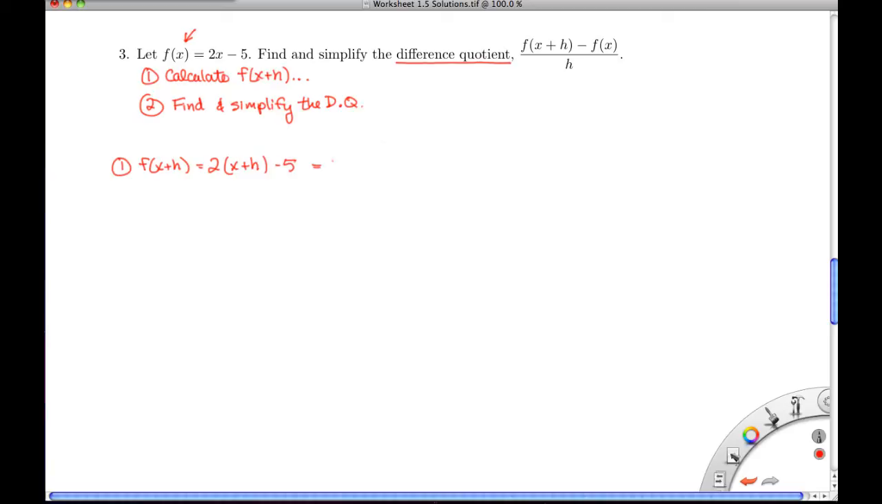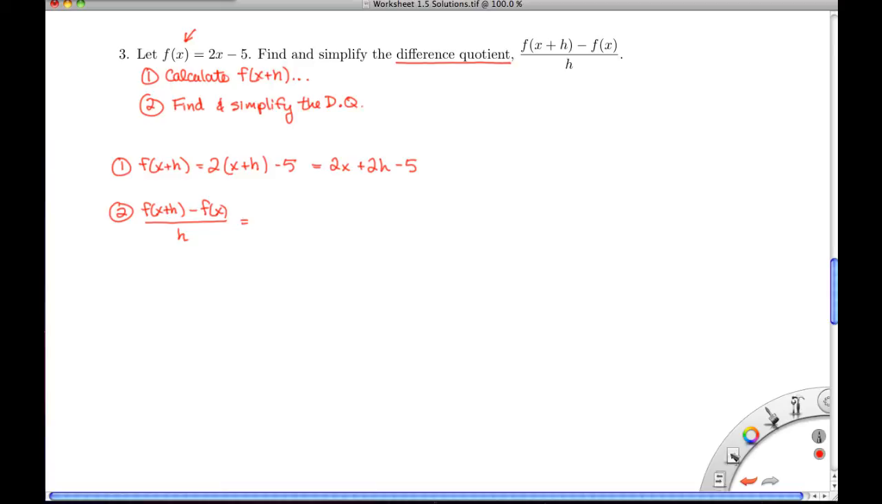So we'll distribute the 2, and we'll get 2x plus 2h minus 5. And that's good. So we're just going to go ahead and leave it like that. So that's our f of x plus h, which is going to come in handy in the second step where we actually find and simplify the difference quotient. So the difference quotient has been defined for us as f of x plus h minus f of x divided by h. And aside from the h, we have everything that we need here.